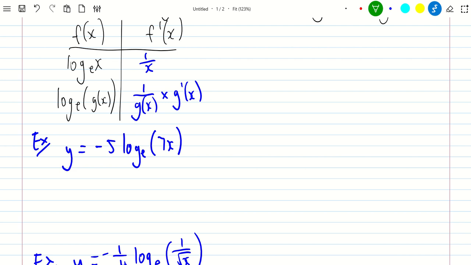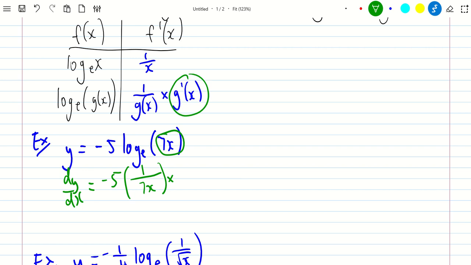We've got y equals negative 5 log e 7x. Let's have a look at dy/dx. Let's find the derivative of this. That negative 5 will just sit out the front, and then we've got log e 7x. So we have a function within a function, kind of. I'll just put a bracket here so I can see what happens. Negative 5 just sits there, remember? What it's going to be is 1 over the function, and our function in this question is 7x, so that's 1 over 7x, and then we need to multiply by the derivative of the inside function. The derivative of 7x is just 7.